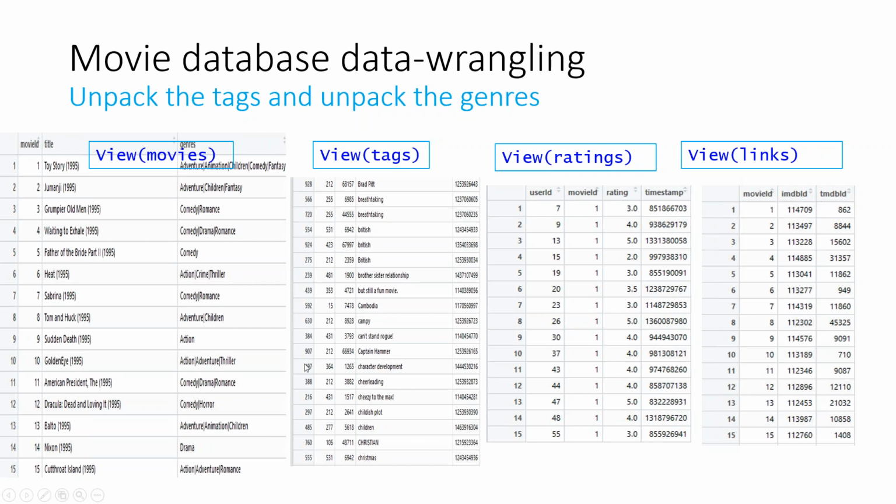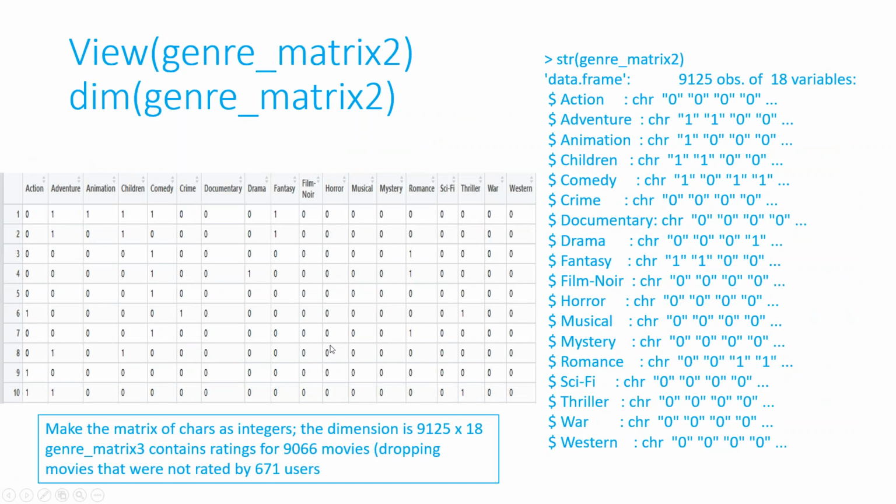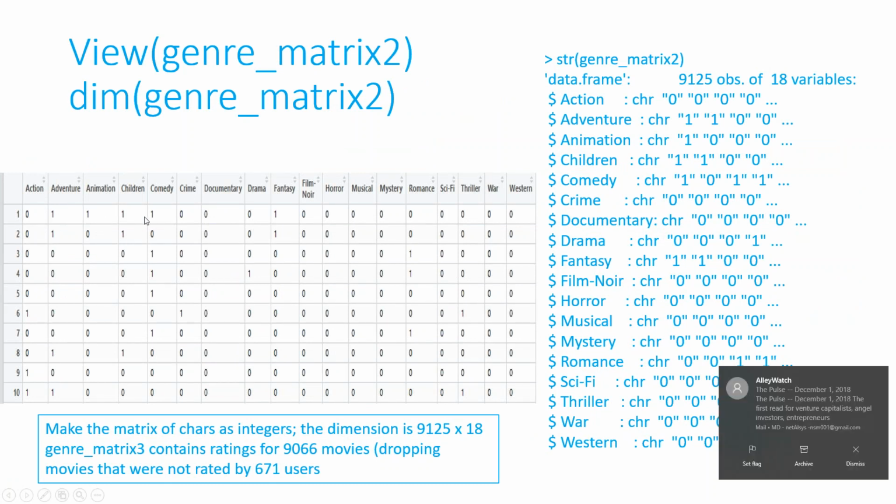So these are the data, but we will use only the movies, their genre, and the ratings to do the analysis. We create the genre matrix as a matrix of data. The first movie, Toy Story, is not considered an action movie, but it is adventure, animation, children, comedy, as well as fantasy.